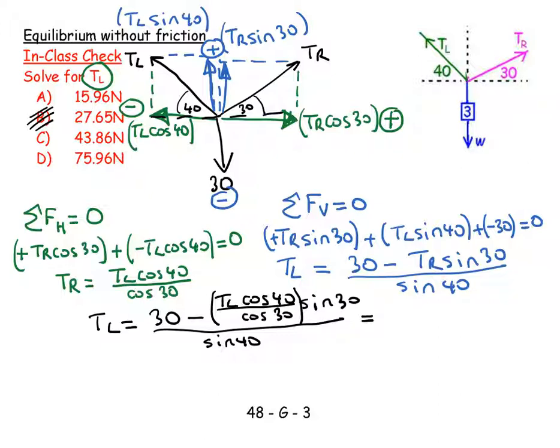So this would be 30 minus, and I get my calculator, and first of all I make sure I'm in degrees rather than radians. Sometimes you'll be in radians. I say that's going to be cosine 40, enter, times sine 30, enter, divided by cosine 30, enter. And that comes out to be 0.4423.